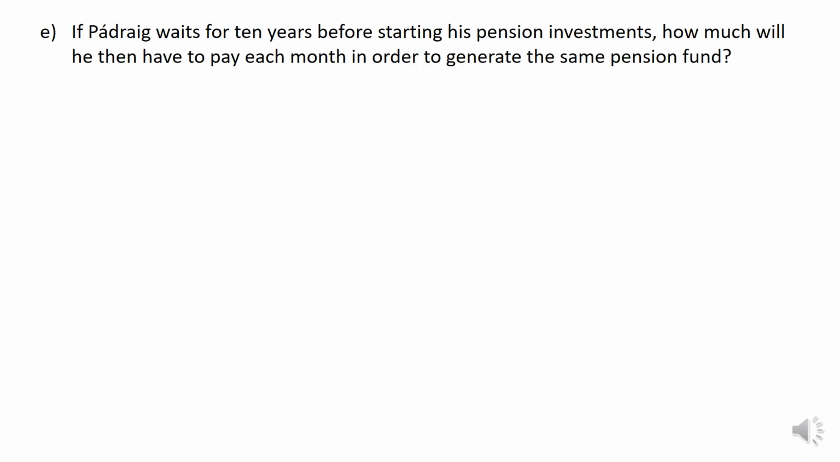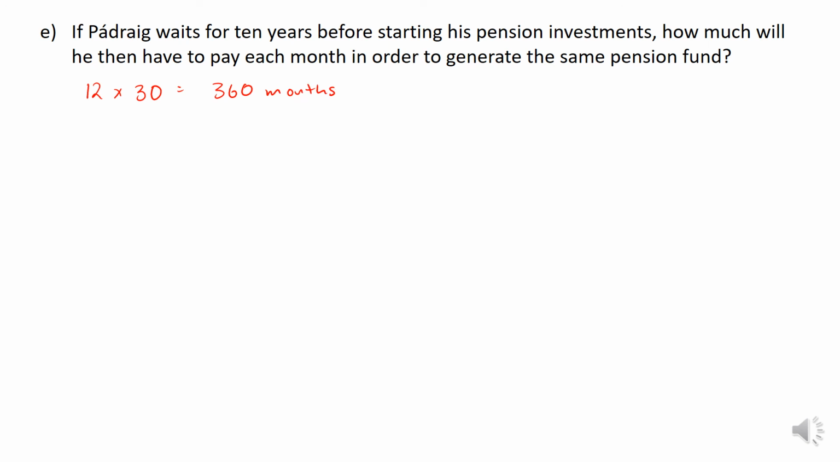And finally, part E, I'm going to ask you to try this. If Padraig waits for 10 years before starting his pension investments, how much will he have to pay each month in order to generate the same pension fund? So the calculations here are pretty much the same as the last part of part D. The difference being that now he's making repayments for 30 years, not 40. So he will have to pay in over 360 months instead of 480.